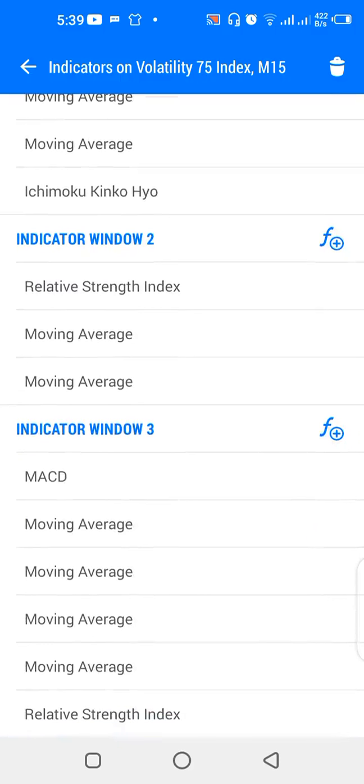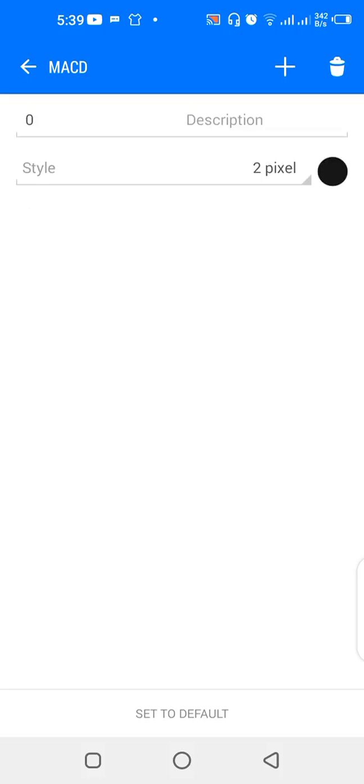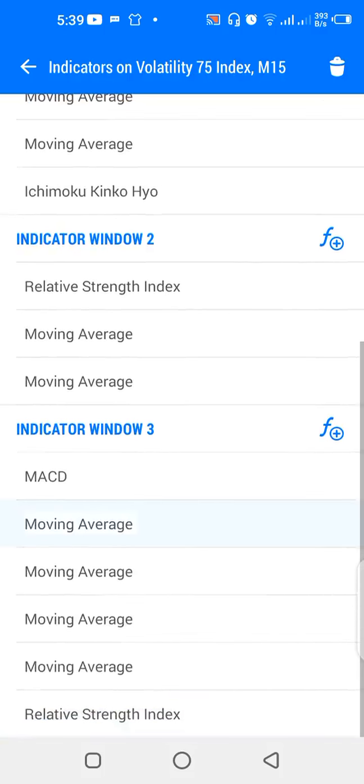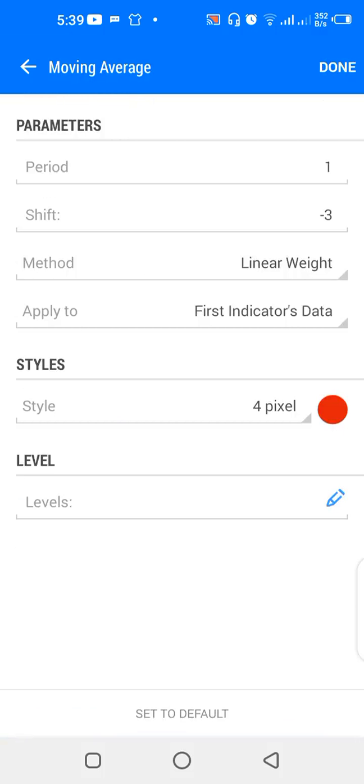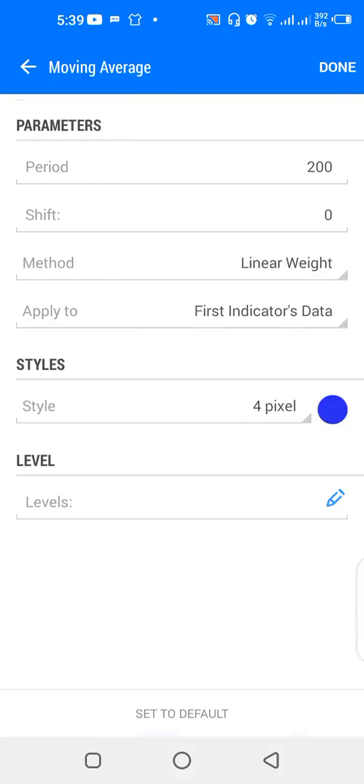And for indicator window 3, we have MACD. Fast EMA is 12, slow EMA is 26, MACD SMA is 9. Okay, the color will match the background color of the chart, and the level is 0. Still on indicator window 3, we have moving average. Period is 1, shift is -3, method is linear weight, apply to first indicators data, color is red. The second moving average on indicator window 3, we have 200 period. Method is linear weight, apply to first indicators data, color is blue.